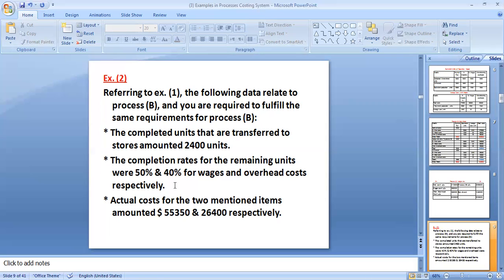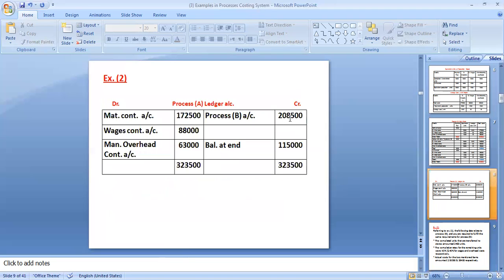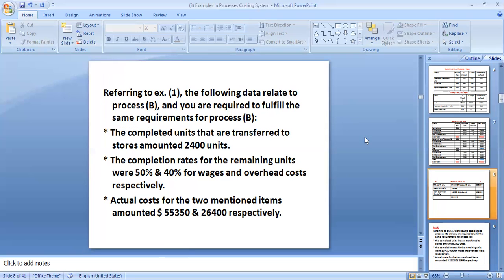So I have one column for direct material, and two columns for wages and overhead. If these completion rates are the same regarding wages and overhead, I may make one column, just as in the slides we saw. Actual cost for the two mentioned items, wages and overhead, so much and so much. Where is the cost of material? Cost of material is the 208,500 of the 3,000 units transferred as completed units from process A, and we consider it material for process B.